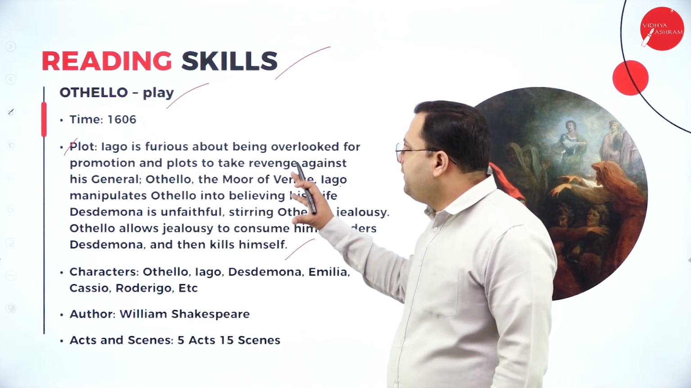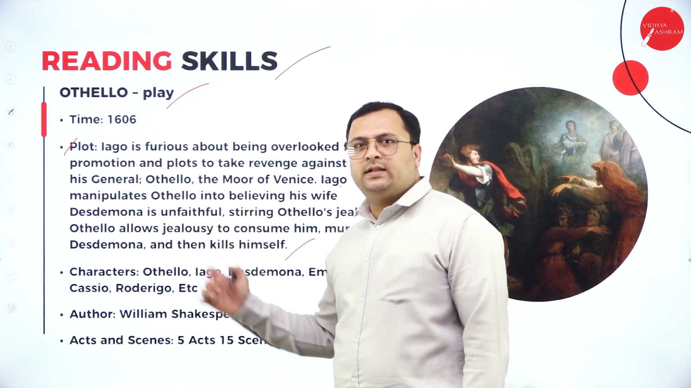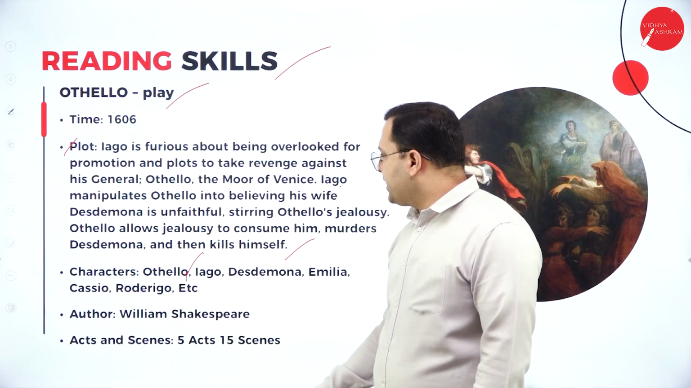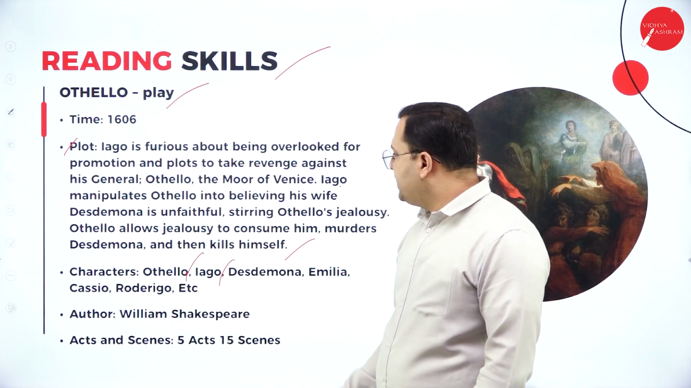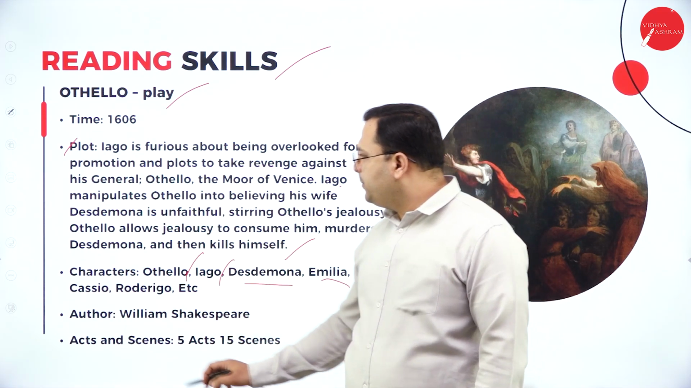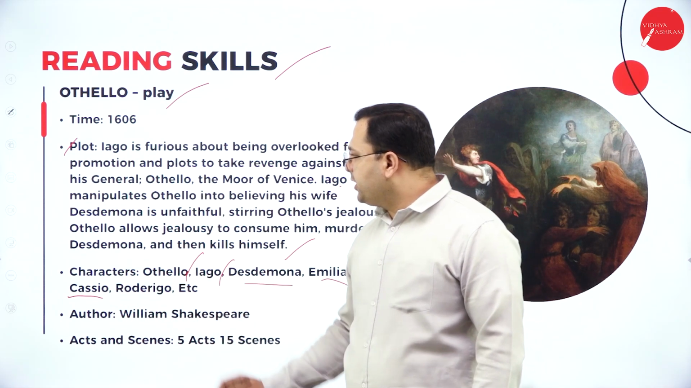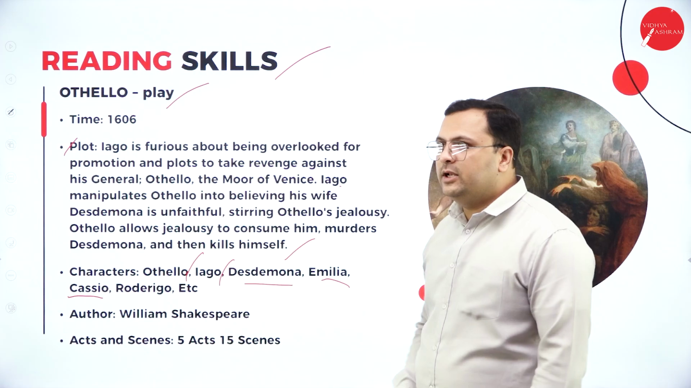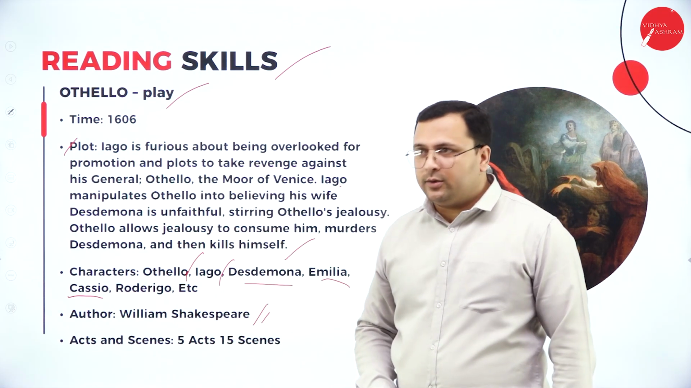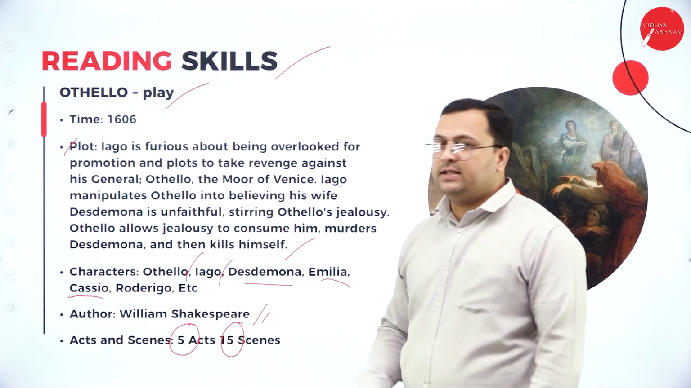This is a short summary of Othello. We will see in detail what is there in the play. There are many characters in this play. Othello, the main character; Iago, his ensign; Desdemona, wife of Othello; Emilia, wife of Iago. There is a good friend of Othello, that is Cassio, and Roderigo, a lover of Emilia. Then, the author is William Shakespeare. In this play Othello, you have 5 acts and 15 scenes.